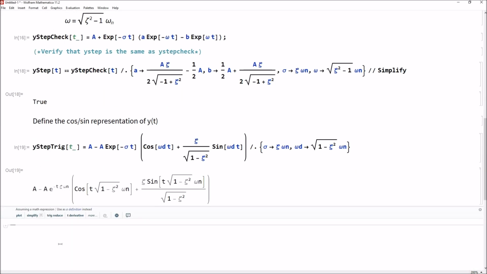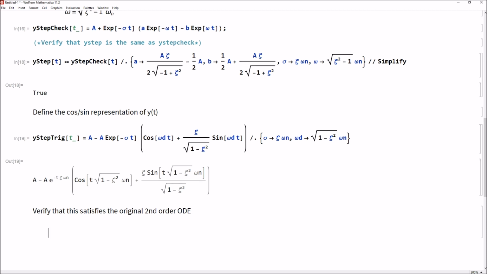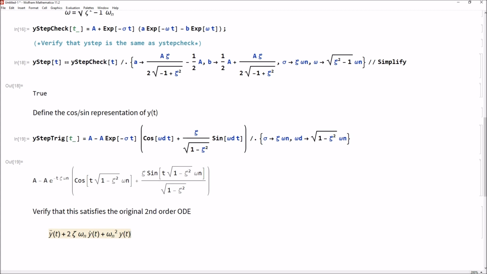So we better go ahead and verify that this satisfies the original second order ODE. Just to refresh your memory, I think we said that was y double dot of t plus 2 zeta omega n y dot of t plus omega n squared y of t. This should equal, what do we say, omega n squared r of t.